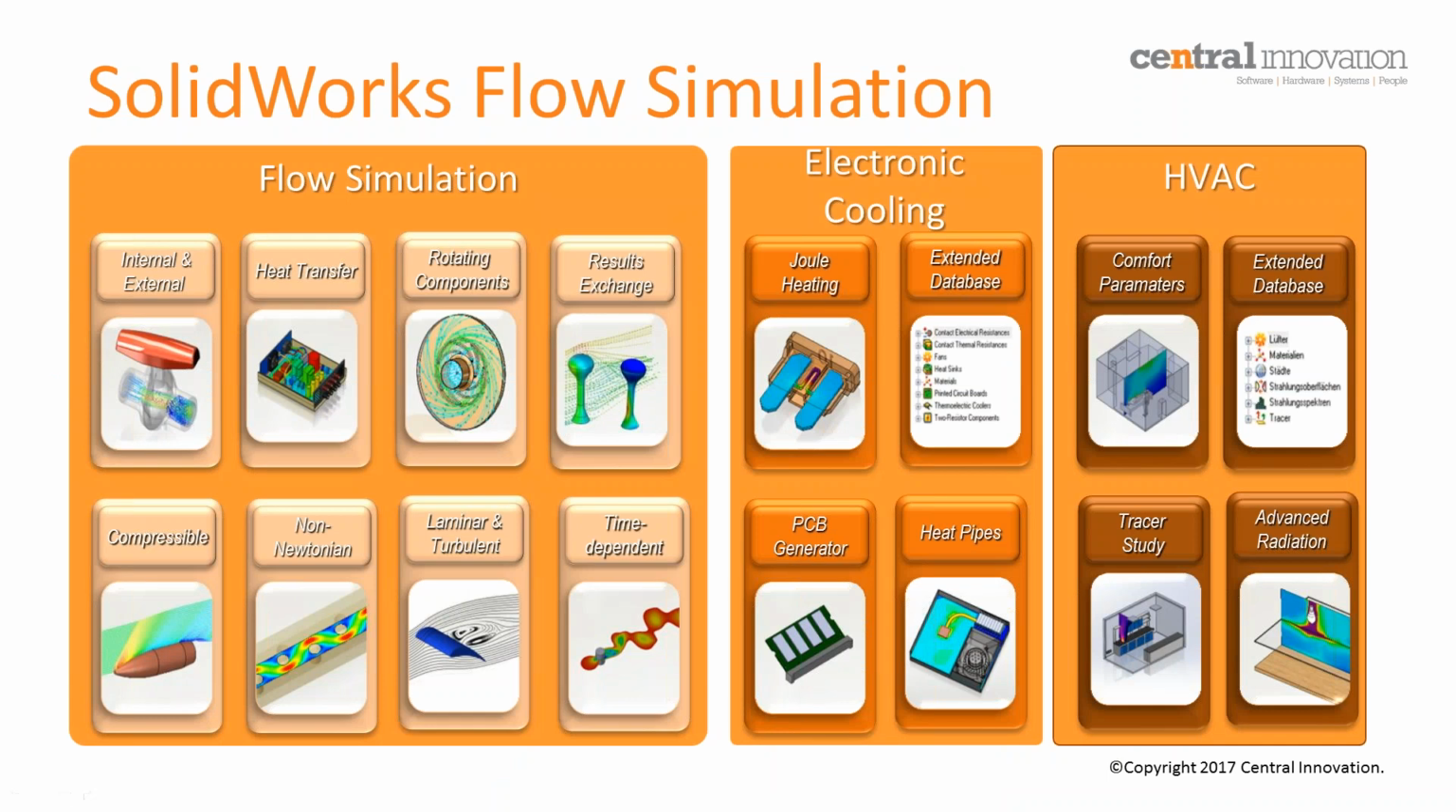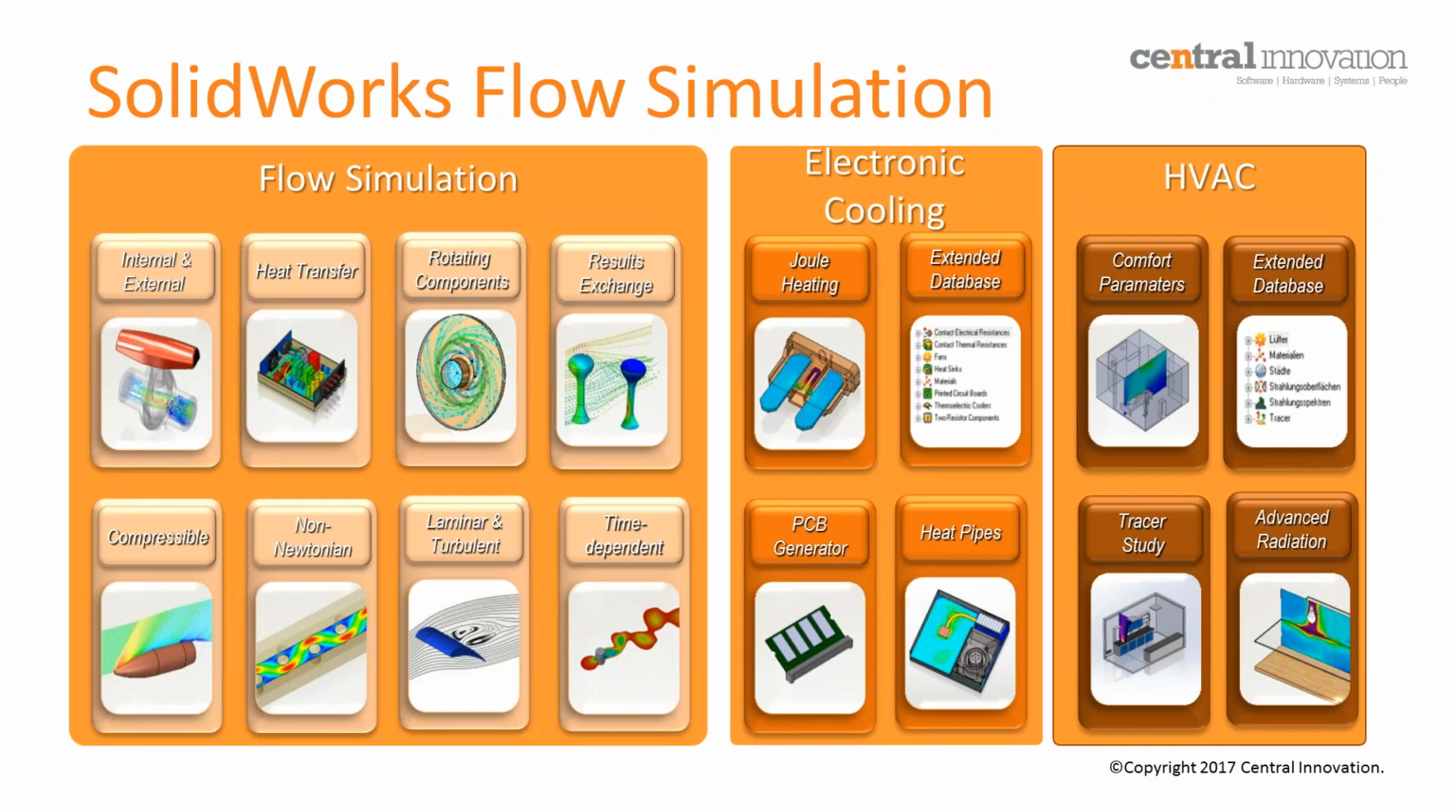Now let's have a closer look at the solution we have with SolidWorks Flow Simulation. You can see the base software of Flow Simulation can do a variety of applications such as internal and external flow, heat transfer studies, rotating components like fans, blades, turbines, and so on, compressible and incompressible flow, Newtonian and non-Newtonian flow, laminar and turbulent, and also time dependency. And a very important feature we have here is the result exchange. It means when you're finding the flow field result, such as pressure, you can export it to any structural analysis in FEA within SolidWorks and understand, for example, the stress or deflection on the structure.